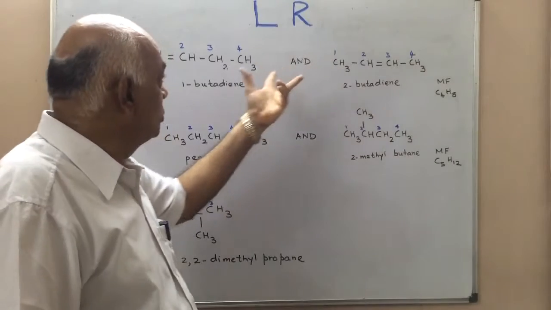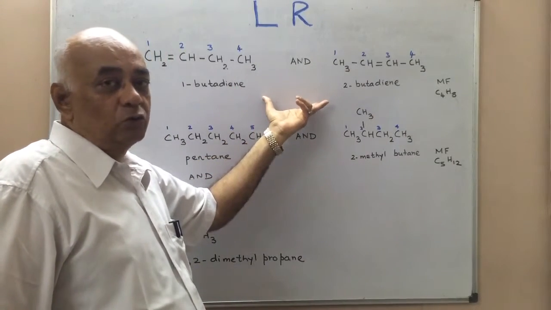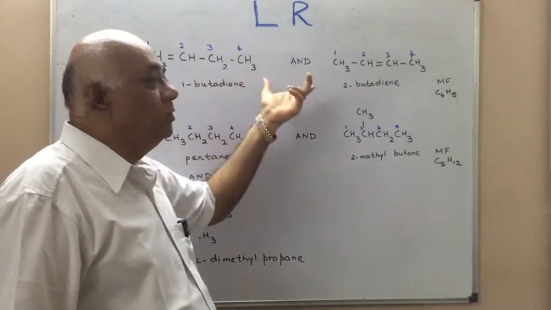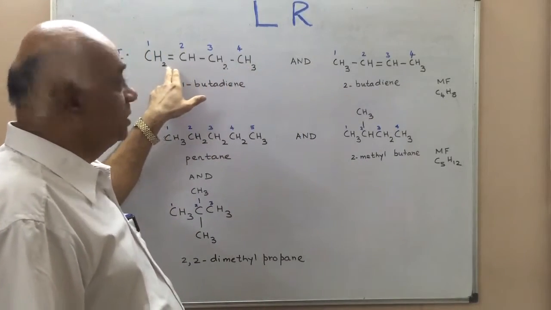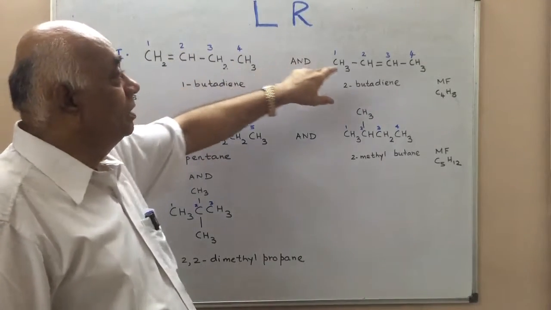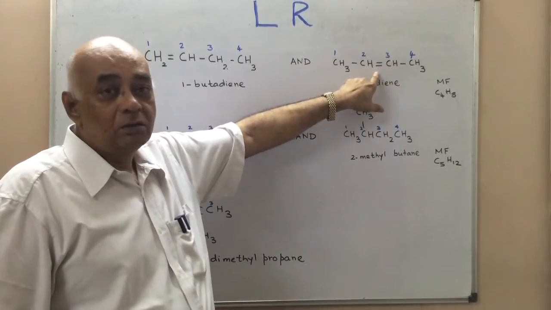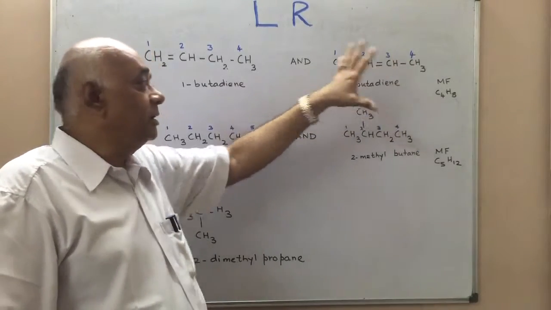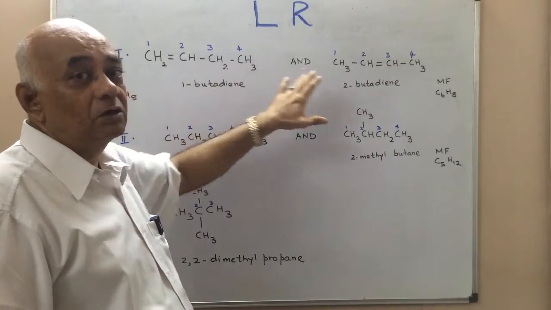A mere inspection of these two formulae will be clear to an observer that these are two different structures. There is a double bond between the first and the second carbon in this example, and a double bond between the second and the third carbon atom in this one. They both have the identical molecular formulae but different structural formulae.